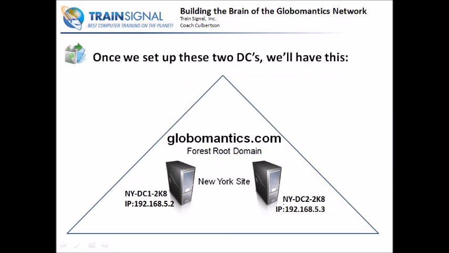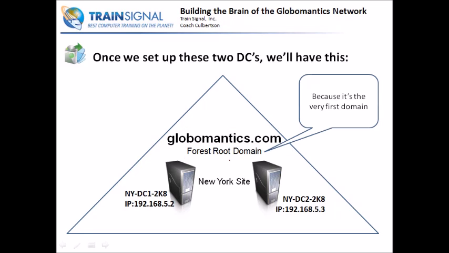Once we've set up these 2 domain controllers, we're going to have this. We're going to have that top part of our globalmatics.com domain. Now remember that this is a forest root domain because it's the very first domain that we're creating inside of our premises. So again, don't be confused by these big fancy words. Forest root domain just means it's the very first domain in our whole dog and pony show here. So we're going to have 2 domain controllers, NYDC1. We're going to have NYDC2. They're going to be both part of globalmatics.com.